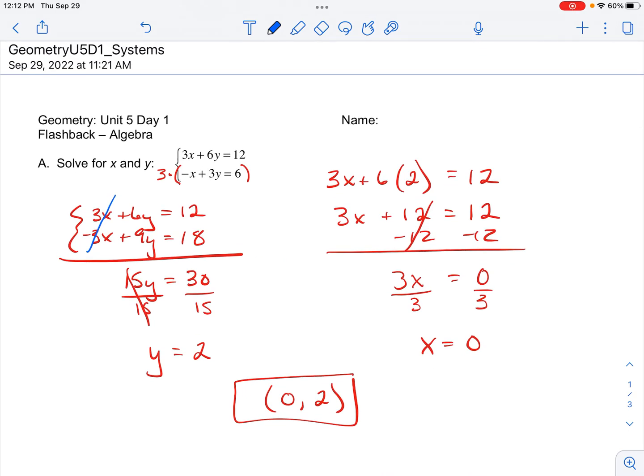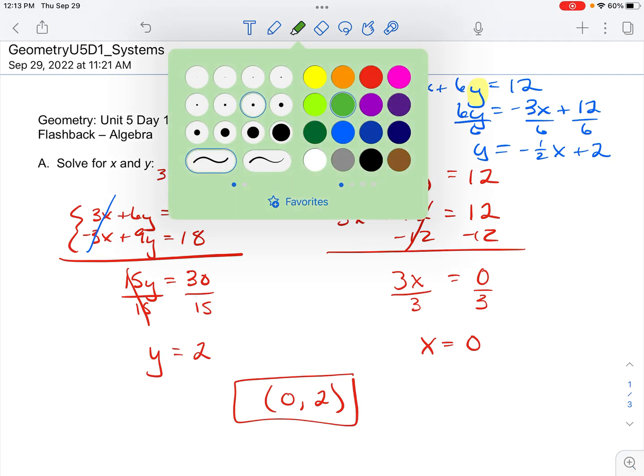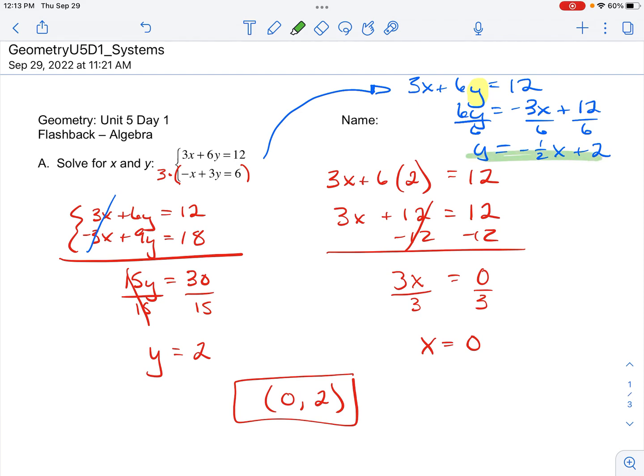So what that means is you want to take your equations, and for example, the top one looks like this right now. I need to solve for y because that's how we can type it into our calculator. So if I move over the 3x and then I divide everything by 6, I'm seeing that this is y = -1/2 x plus 2. This will be the equation that I'm going to type into my calculator. I'm going to go ahead and just highlight that so we can come back to this in a minute.